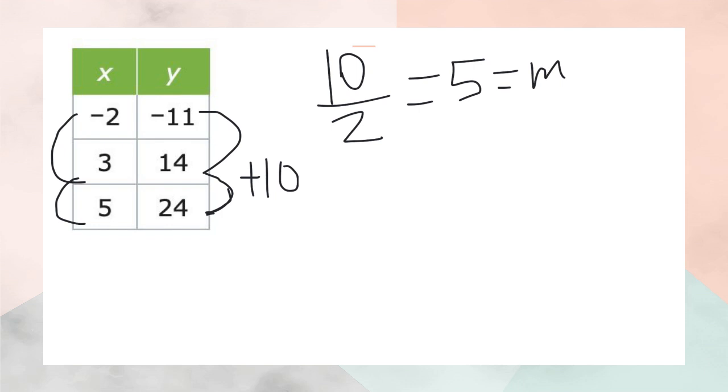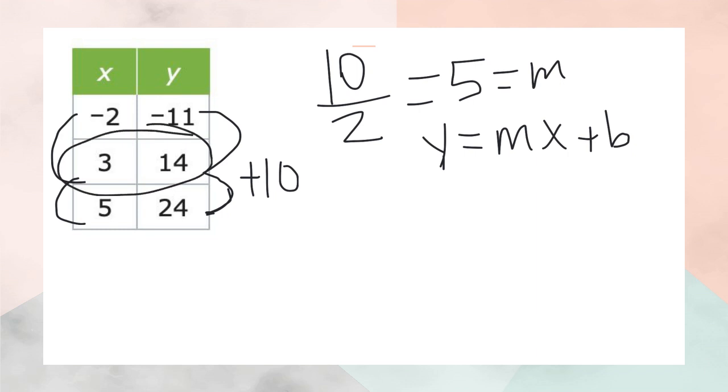And remember that our equation of a line is y equals mx plus b. So since I need to figure out what b is, I'm going to take my slope, which we know is 5, and I'm going to take a point. So we have 3 different points listed here. I'm just going to choose 3 and 14, but really you can use any of them. I'm going to plug those in for x and y. So in this case, x is 3, y is 14. So I plug that in.